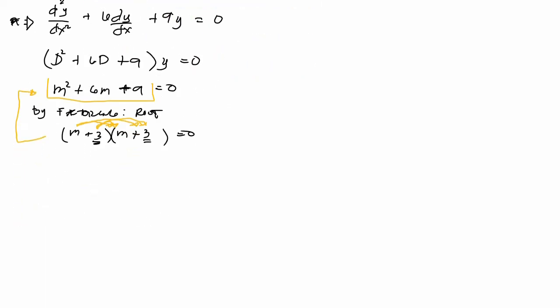Anyway, let's continue to find the roots by equating this to 0. This is true for both terms, m plus 3 and m plus 3. So I have m plus 3 is equal to 0. Therefore, our root m is equal to negative 3. Let's call it m1 is equal to negative 3, and our m2 is also negative 3, because they are similar.